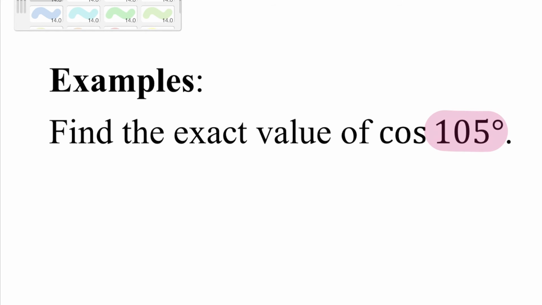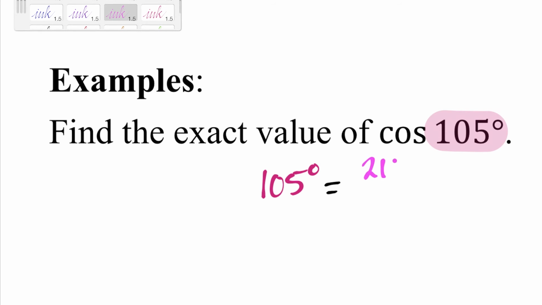So something I know about 105, it's not one of the pretty ones on the unit circle, but if I multiplied this by 2, I would get 210, and 210 is something that's pretty on the unit circle. Which means I could change this up a little bit and say that it's 210 divided by 2, and then I have a half angle identity.